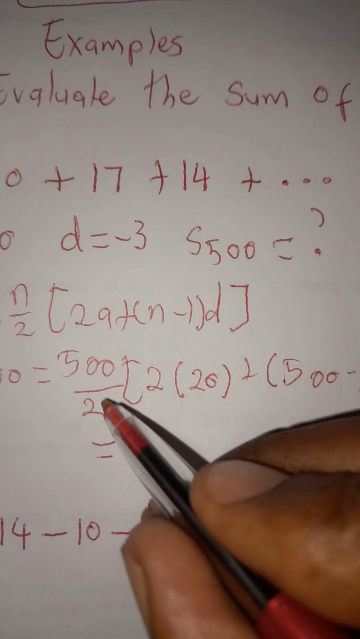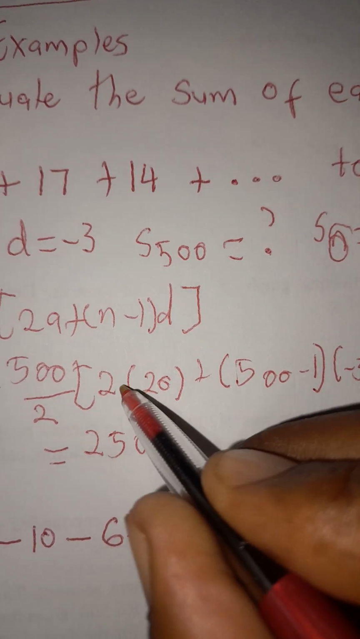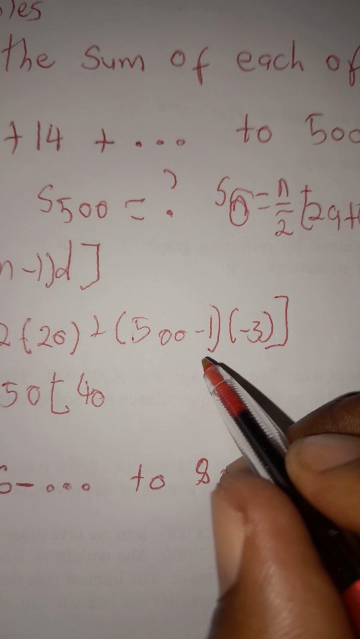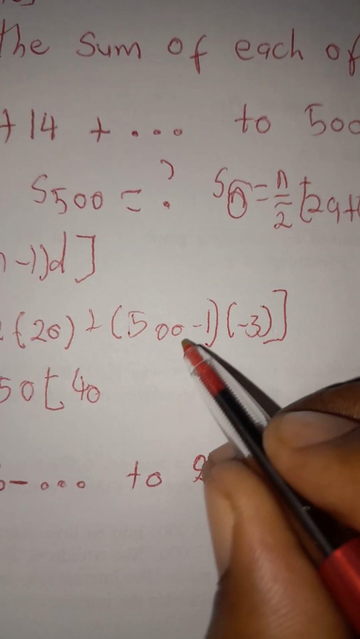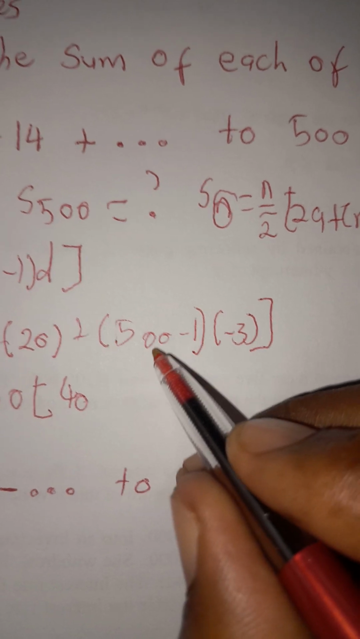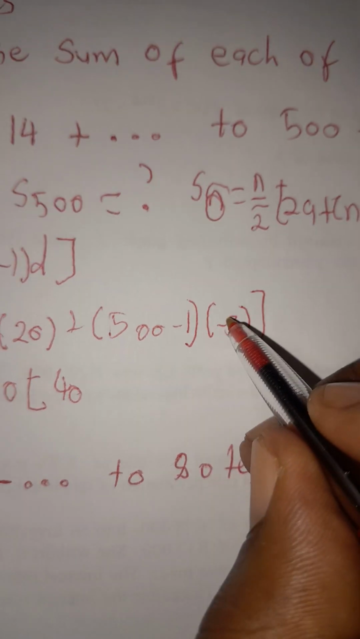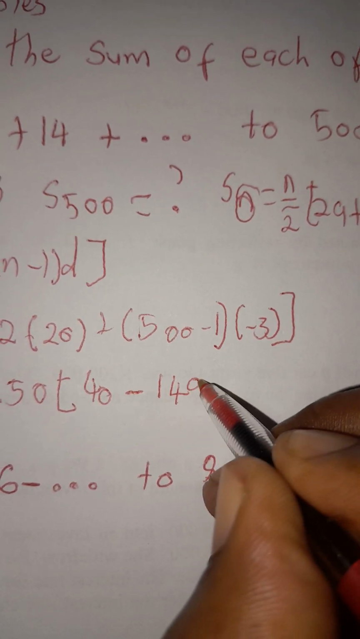Okay, so from here, 500 divided by 2, that will be 250. Then 2 times 20, that will be 40. Then 500 minus 1, that will be 499. And 499 times negative 3, definitely that will be negative 1,497, right?